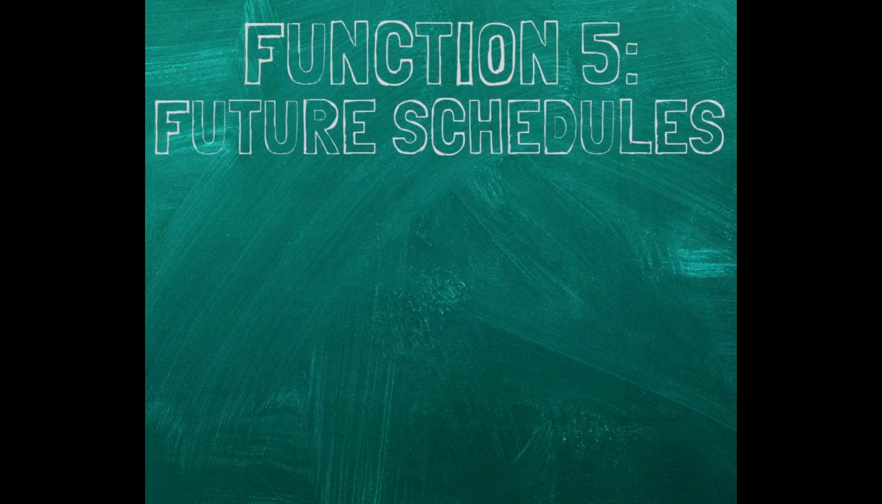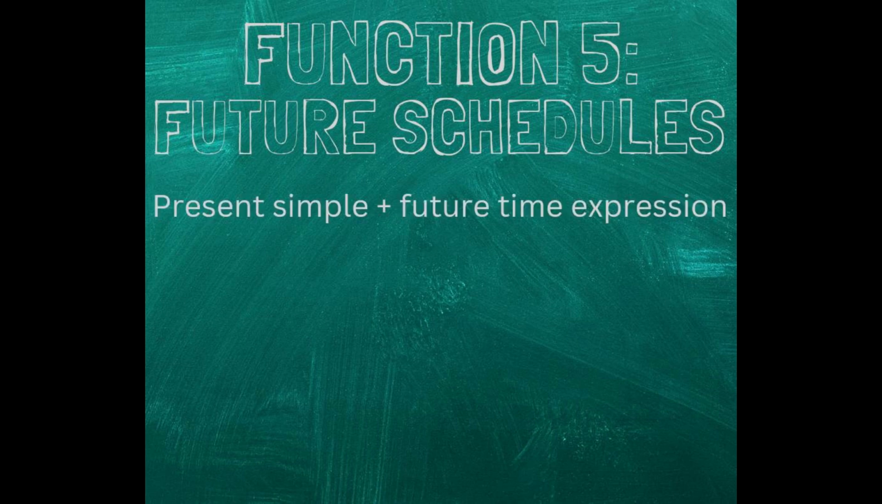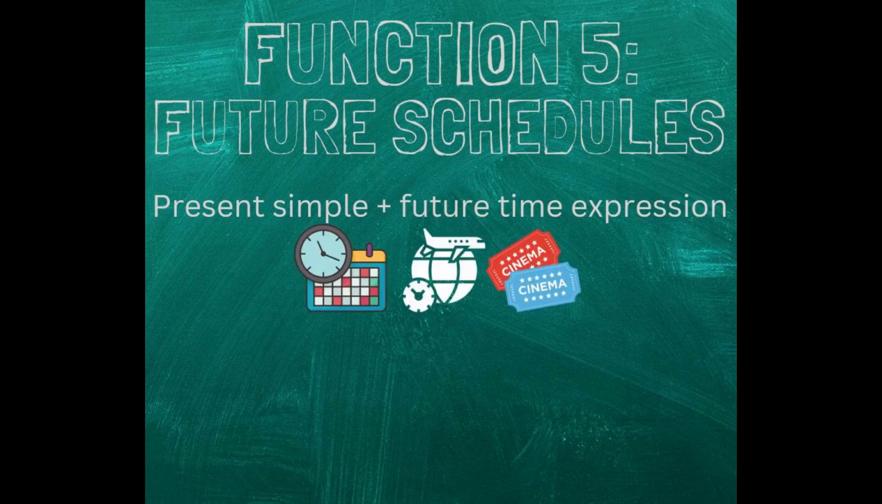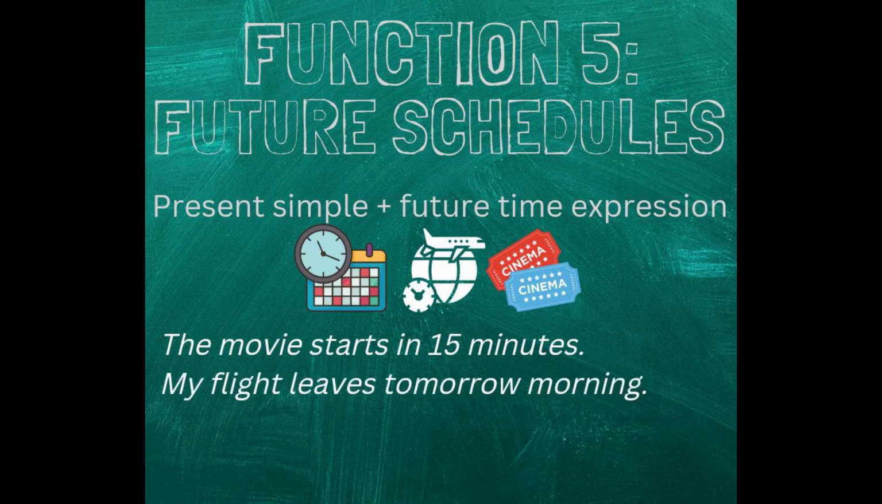The fifth and last function is when we talk about a timetable for the future. The form of the sentence is present simple, but with a future time expression. We often use this when we talk about class or work schedules, flight or trip schedules, and even movie schedules. But we use this with a future meaning. For example, we say, the movie starts in 15 minutes, or my flight leaves tomorrow morning.